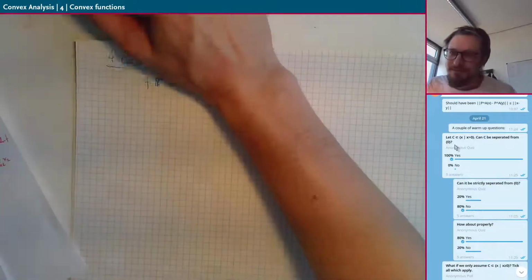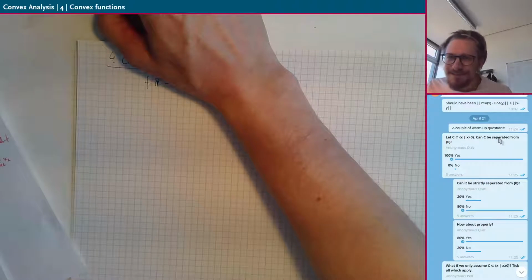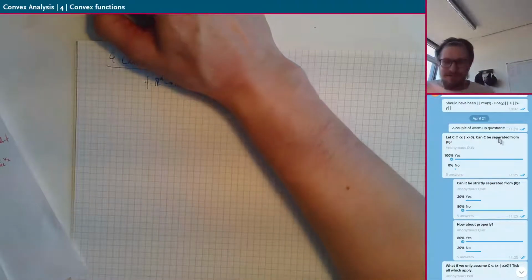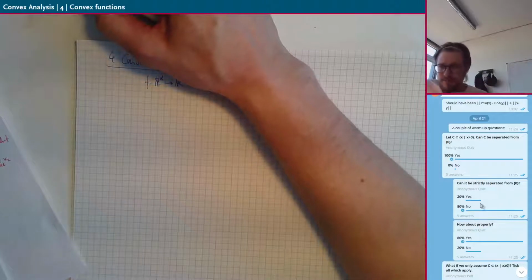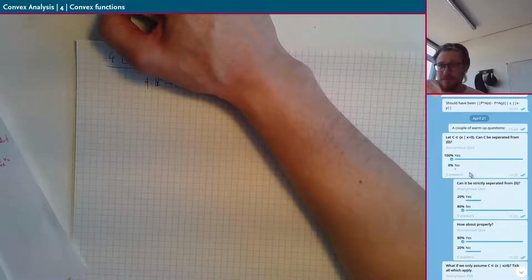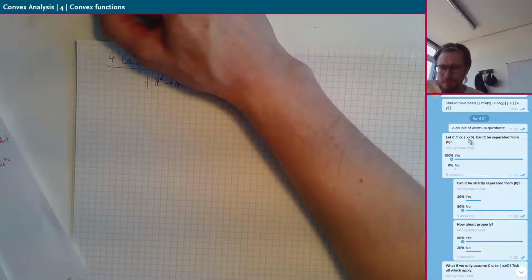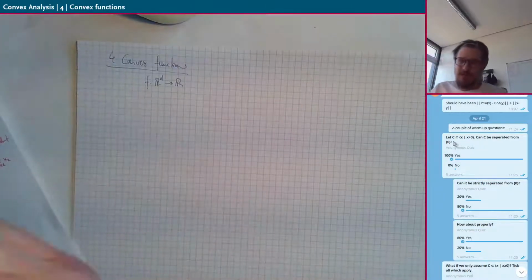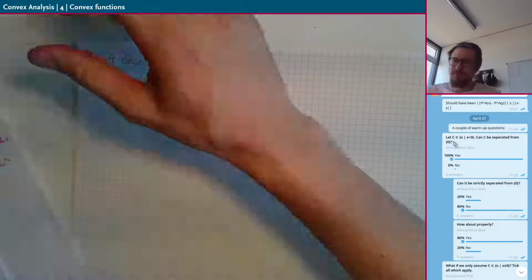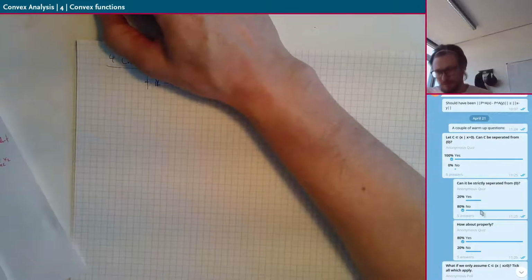And by the way, I keep making errors here. Separation should be an A here, not an E. So strict separation may not be possible, for example, if C is the full set of non-negative numbers here. Then the only way to separate this set from 0 is at 0, you cut at 0, but this is not a strict separation. So it may be possible, but in general the answer is no.